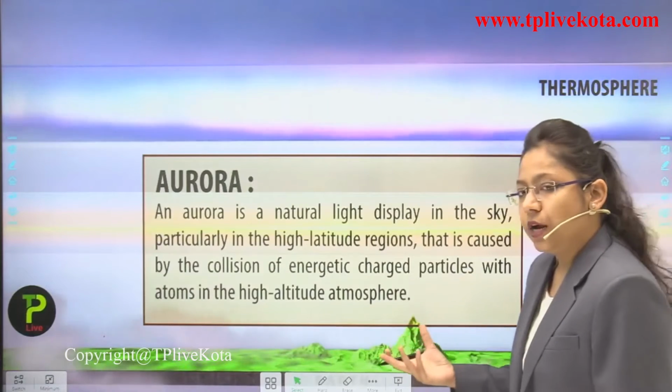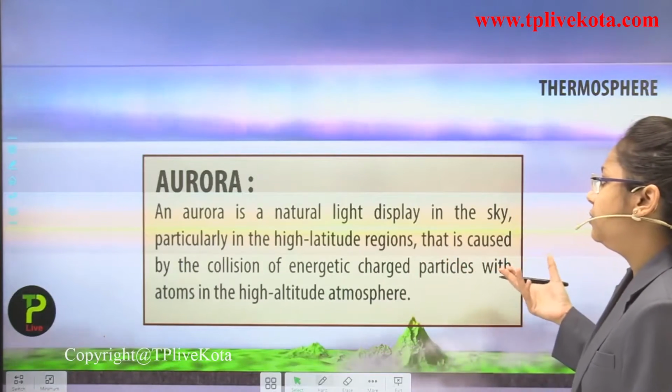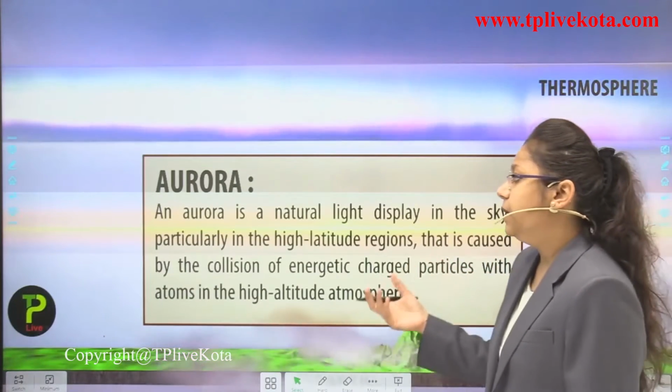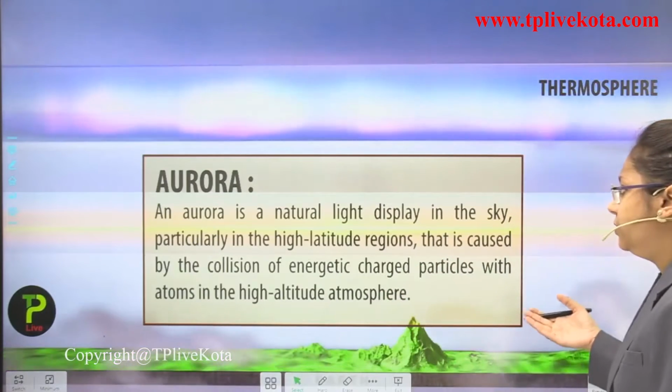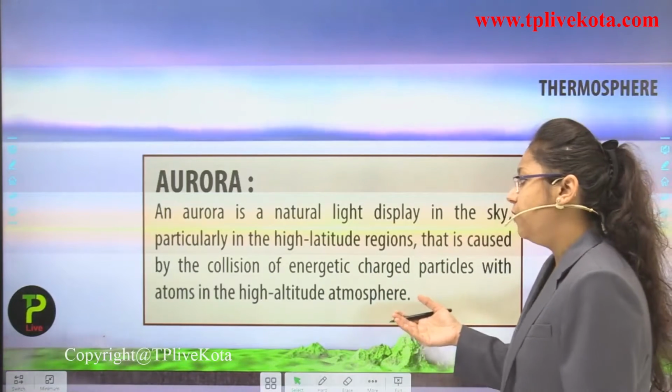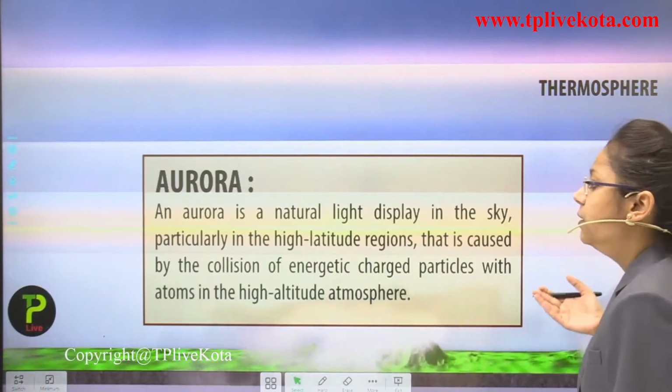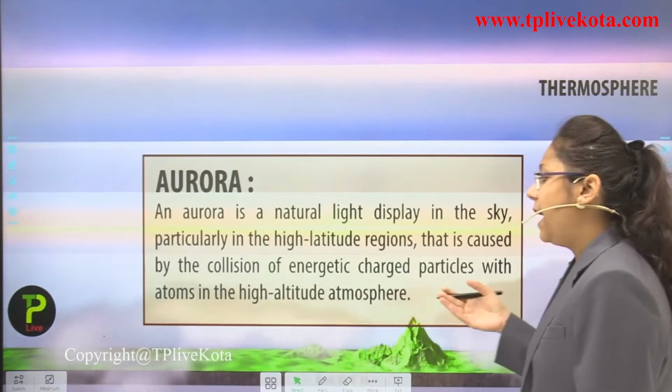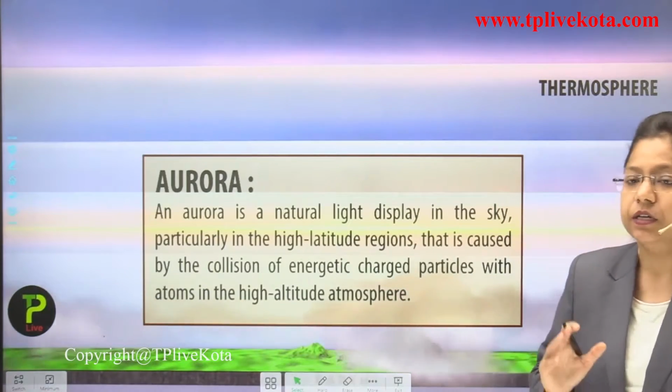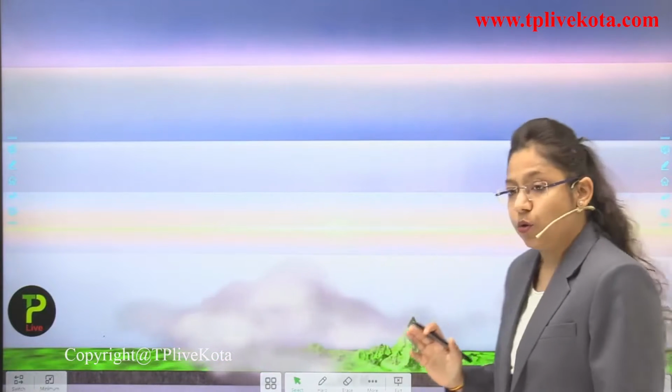What is aurora, students? Aurora is a natural light display in the sky, particularly in the high altitude regions, that is caused by collision of energetic charged particles with the atoms in the high altitude atmosphere. So did you understand what is aurora, students?